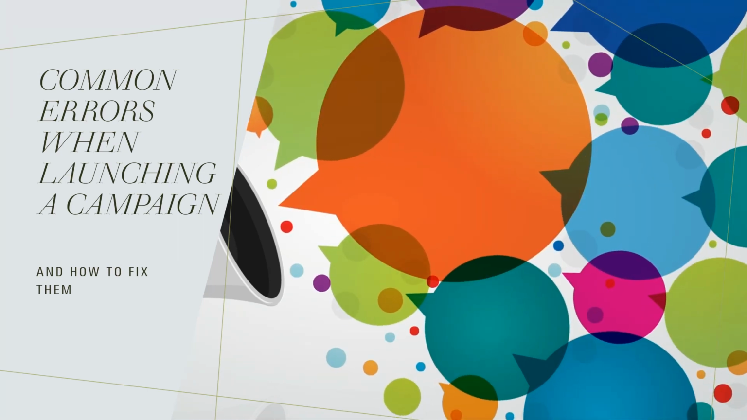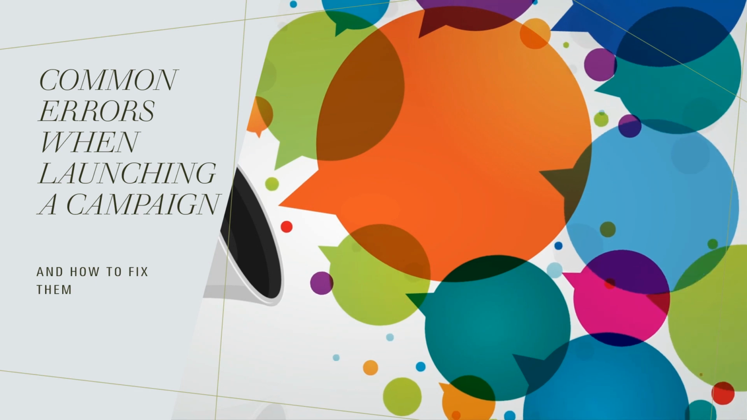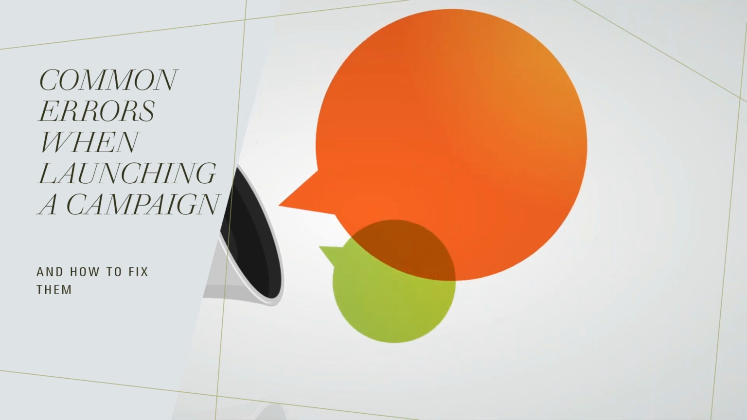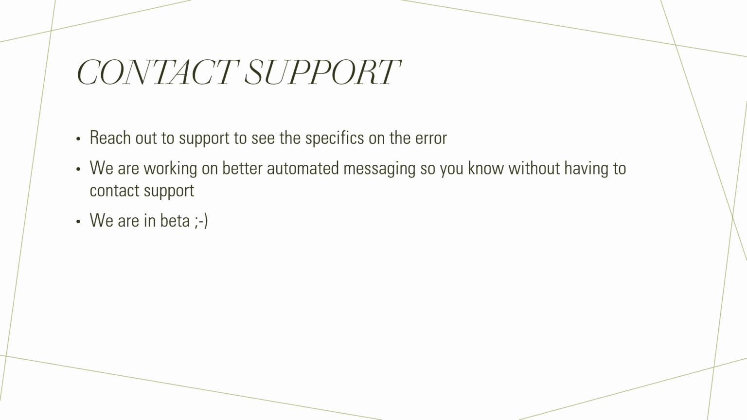In this video, we're going to talk about common errors when you're launching a campaign and how to fix them. So first things first, you're going to need to contact support when you get an error. When you publish a campaign, if it doesn't work, at the very end, it's just going to say, we've encountered a problem, contact support. So reach out to support.